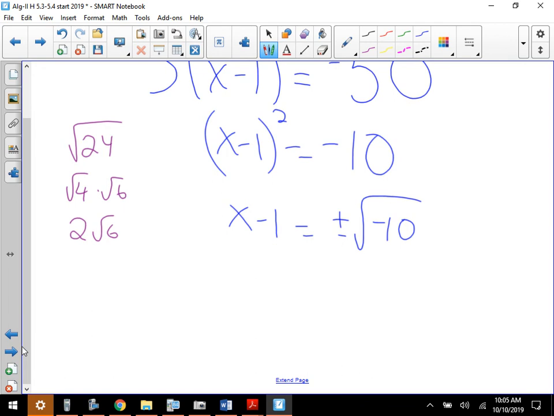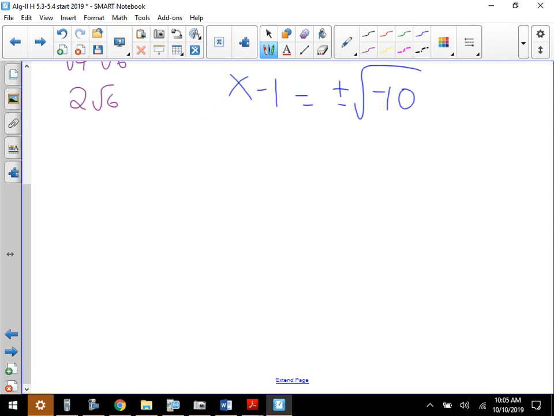So what happens here is I can break this into 10 times negative 1 is negative 10. Everybody okay with that? And now this idea of the square root of negative 1, this is the imaginary number, I.